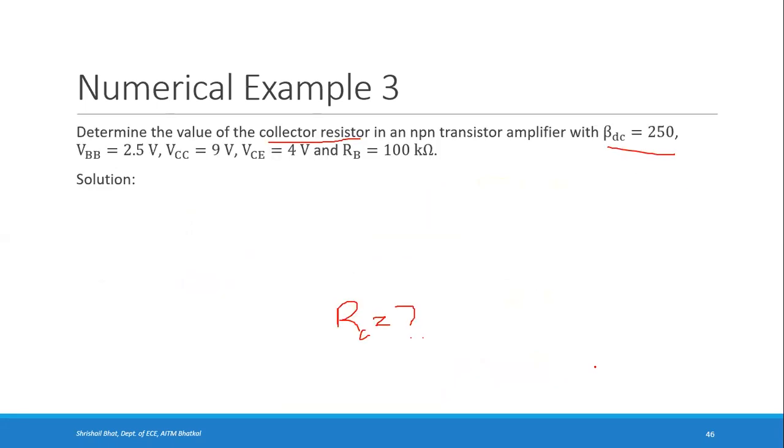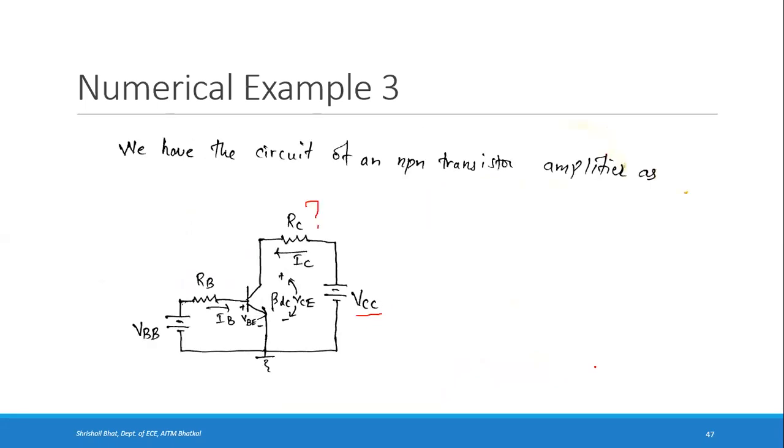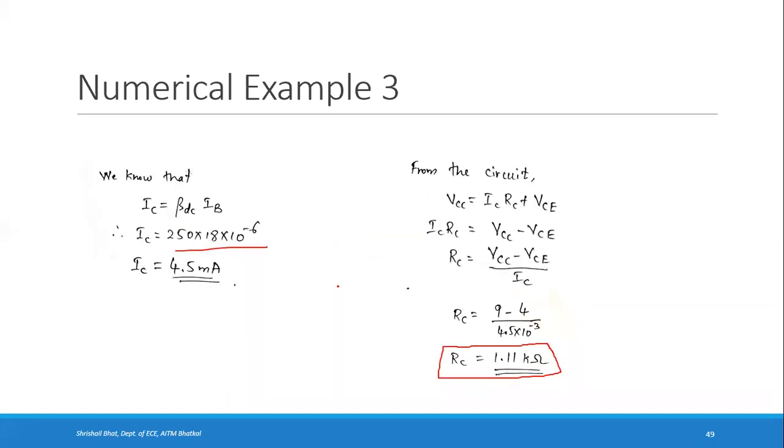You need to write the given things and draw the circuit. From the circuit you get the equation for IB, calculate IB, from IB calculate IC, then using the equation for the collector path you can calculate RC. So this is about this problem.